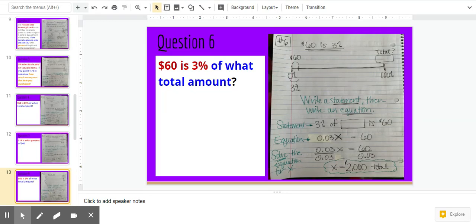Let's look at my work for solving this problem. $60 is 3% of what total amount? That first part is really important because it says $60 is 3%.